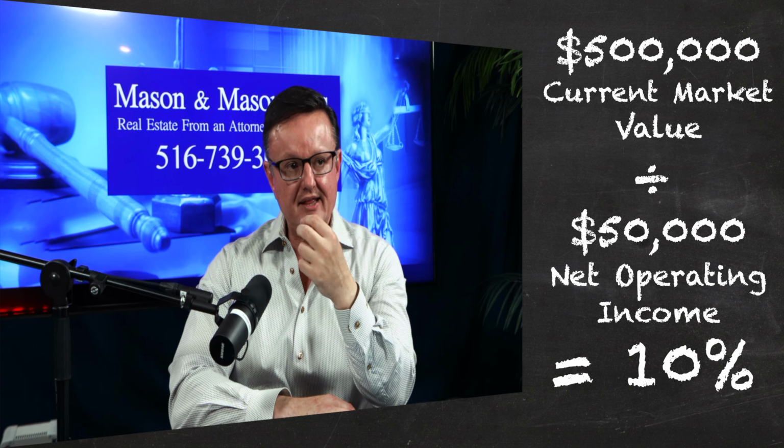All right. So let's say that you have a property that has a $50,000 net operating income and a current market value of $500,000. Based on the formula, the cap rate would then be 10%. So you would say, this property has a 10 cap, or a 10% capitalization rate.